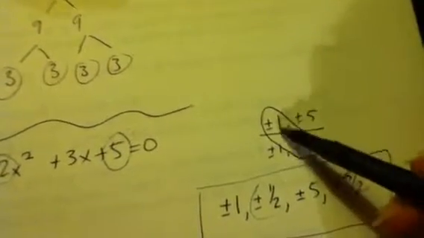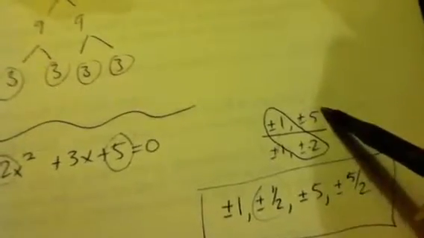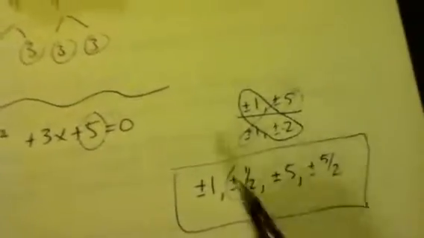Okay, now I'm done with the 1. I already paired it with the 1 and the 2. Now 5, any combination of 5 and 1, like 5 over 1, or -5 over 1, or any other combination. I can just write it like this. And then any combination of 5 over 2, ±5 over 2. So if I were going to try to do some division here, these are the only numbers that could possibly go evenly into this quadratic right here. So that's the rational root theorem.